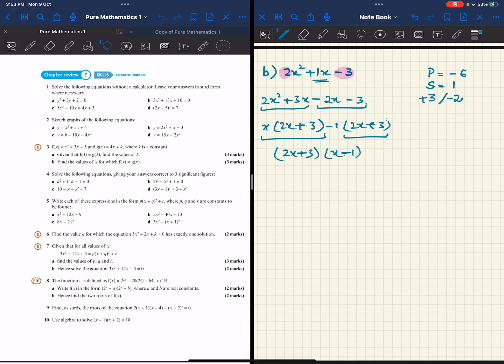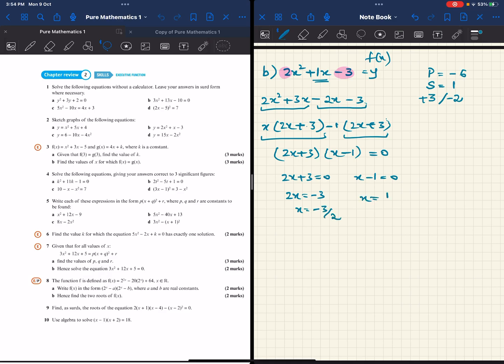In order to find the x-intercept, we equate the y to 0. So we will equate the y, which is y here, or we call it f(x) also. So we equate this to 0. We have 2x plus 3 is equal to 0, x minus 1 is equal to 0. Therefore 2x is equal to -3, x is equal to -3 by 2.